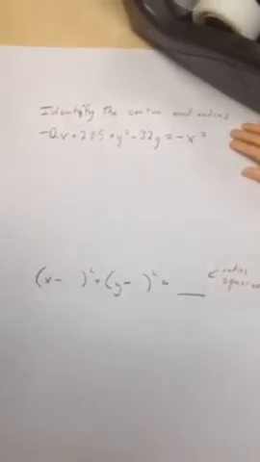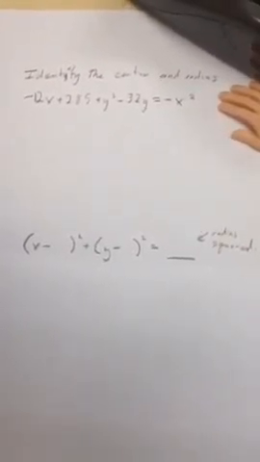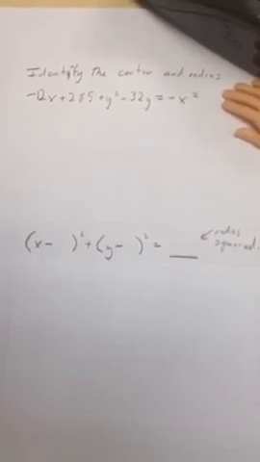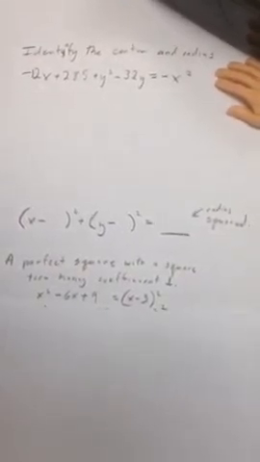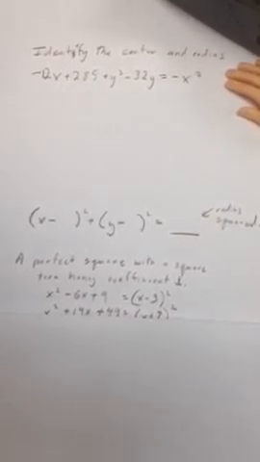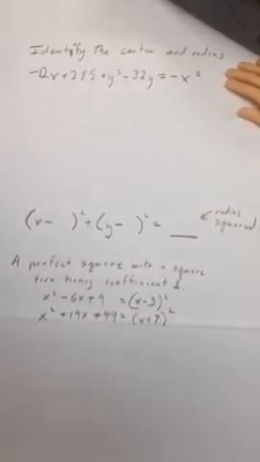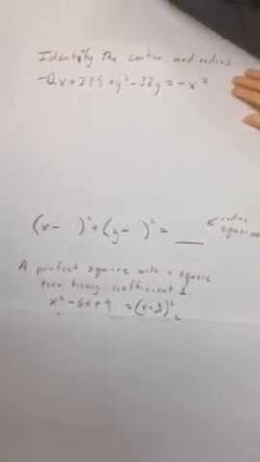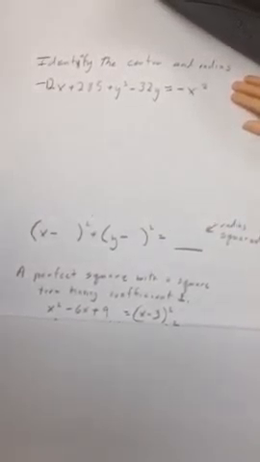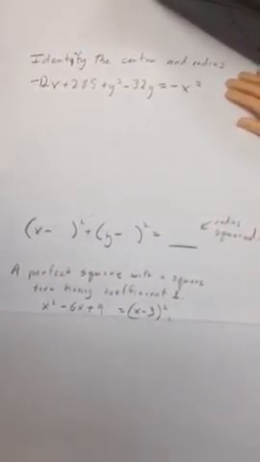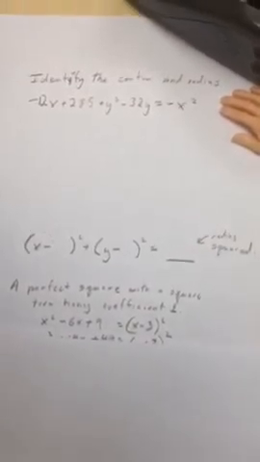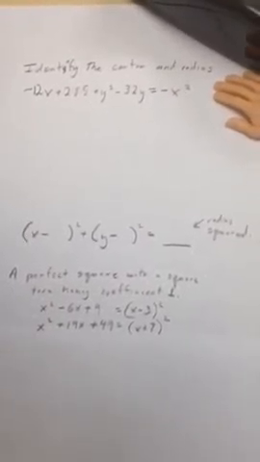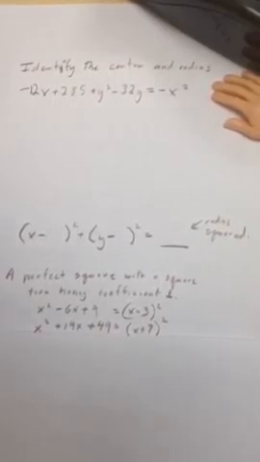So one of the things I need to do, to back up, is to realize that to get this in this form, I need to realize what a perfect square looks like. An example of a perfect square with a leading coefficient of 1, where you just have x squared by itself, is x squared minus 6x plus 9, which is the same as x minus 3 squared. And x squared plus 14x plus 49 is equal to x plus 7 squared.